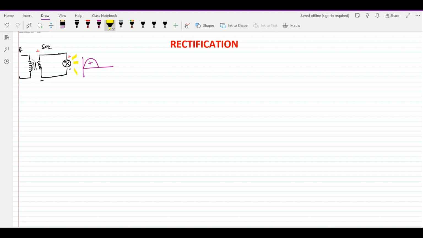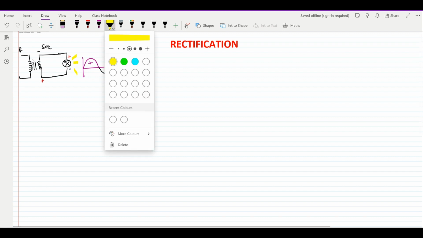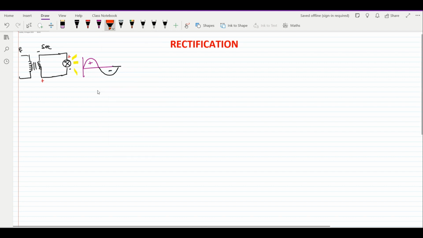But because our transformer does not keep permanent terminals, it will change its terminals once again such that this side becomes positive. So here, what we are expecting is that we'll have the negative side of the sine wave, like that. But what will happen to this bulb? If it cannot handle voltage coming in from the negative side, it will blow. This means that this bulb will no longer be able to function.